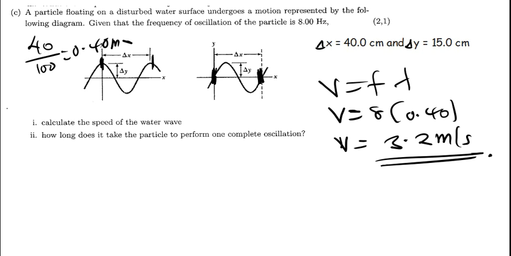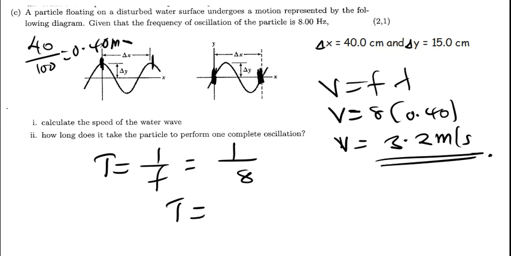So we have the frequency already, guys, here. So period is given by 1 over frequency, 1 over 8. So it took about 0.125 seconds to complete just one cycle. That is it for this question.